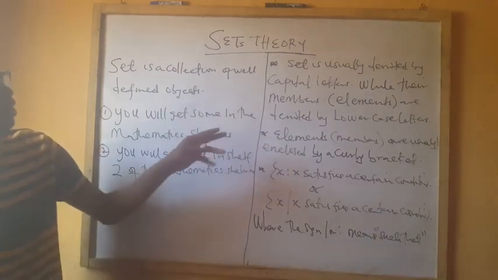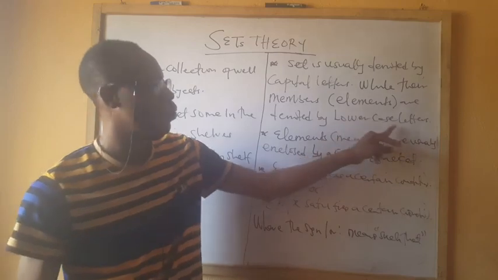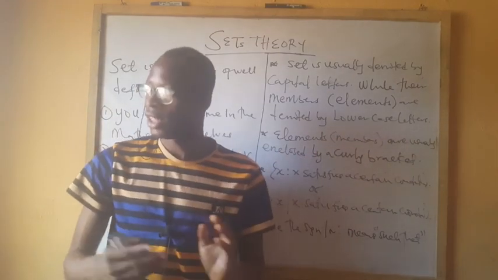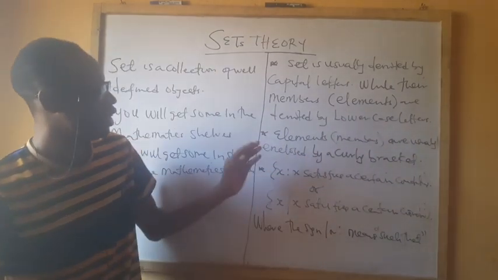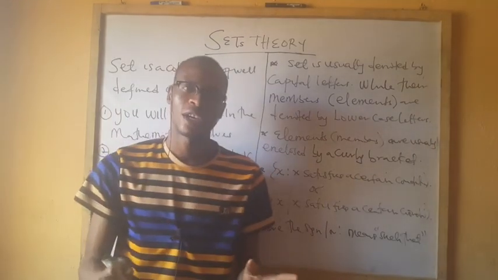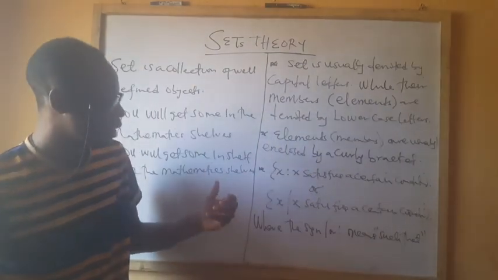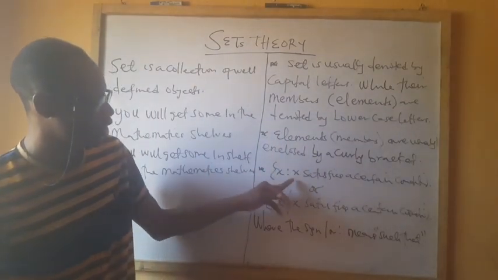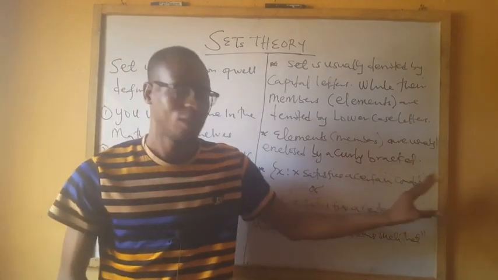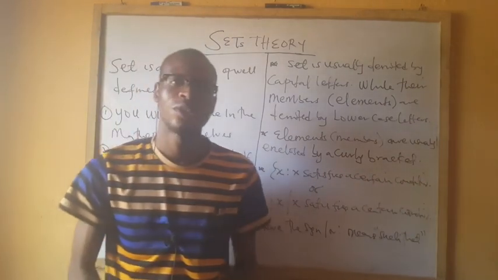So a set is usually denoted by capital letters and their members by what? By lowercase letters. I hope that is clear. Then another thing for you to know here is that the elements of a set, also known as the members, are usually enclosed by a curly bracket, not just a bracket, but a curly bracket. Then for short, we can represent a set as {x : x satisfies a certain condition}. Then we also represent it like this, {x | x satisfies a certain condition}.